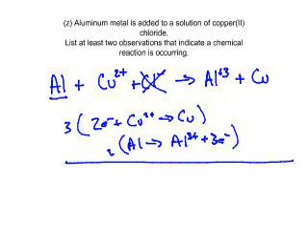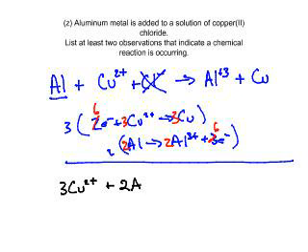So that's going to make this, of course, a 6. This will be a 3, this will be a 3, this will be a 2, and a 6. And, of course, the electrons cancel, and so that's what we're shooting for. So you're going to have 3 Cu2 plus plus 2 Al makes 2 Al3 plus plus 3 Cu.